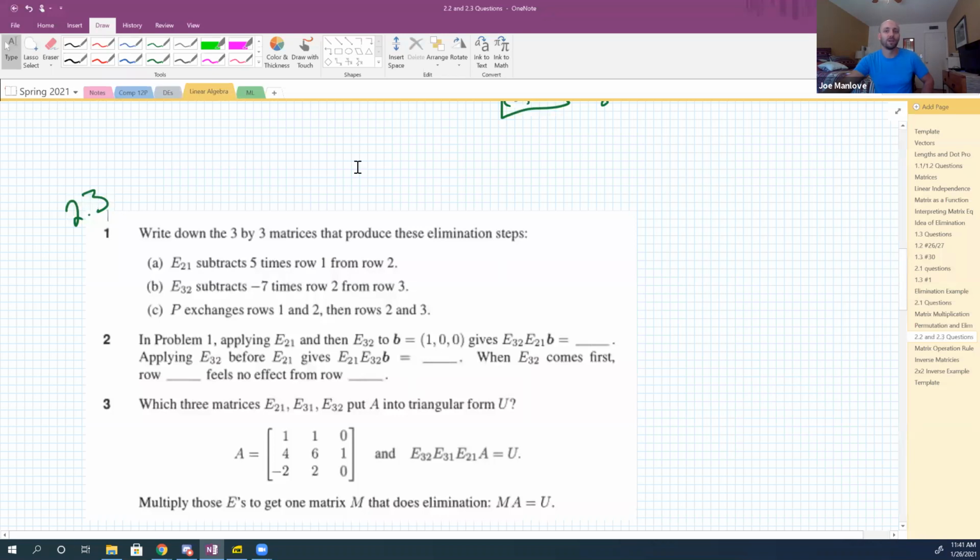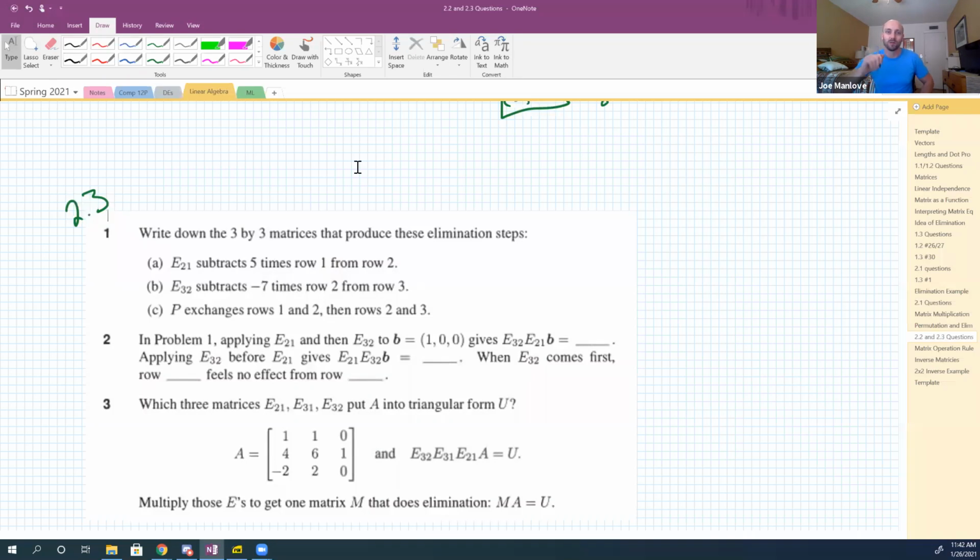Okay, so let's talk 2.3. So we have problems 2 and 3 that I'm trying to answer, but I think I probably need to consider problem 1 at least. Okay, so first things first, I need to, in problem 1, write down some 3 by 3 matrices that produce some elimination steps.